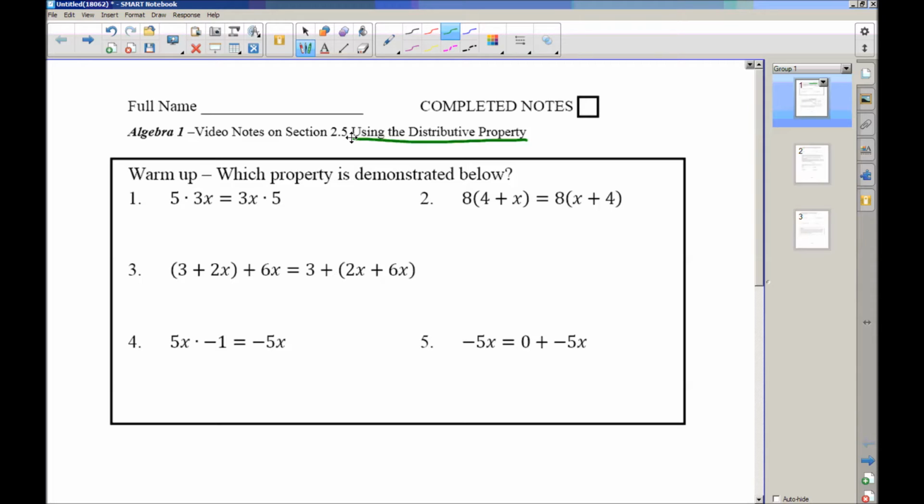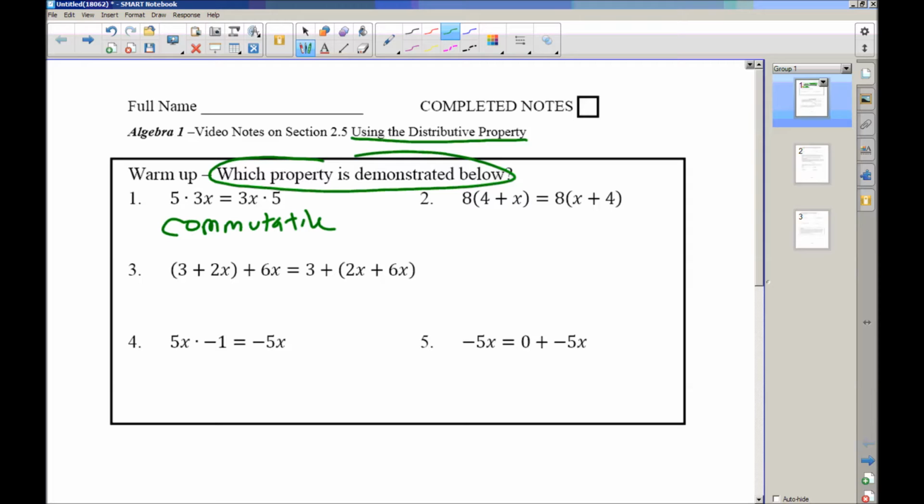All right, number 1, 5 times 3x equals 3x times 5. And our directions are to say which property is demonstrated below. So this changes the order of the 5 and 3x when they're multiplied together. So anything that times changes the order, commutative property. Okay, so nothing went away. Instead, we just changed the order in which we multiply.